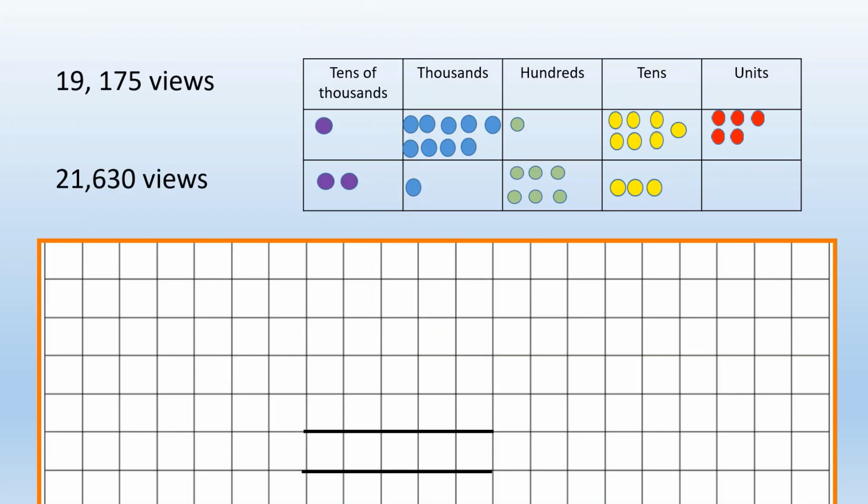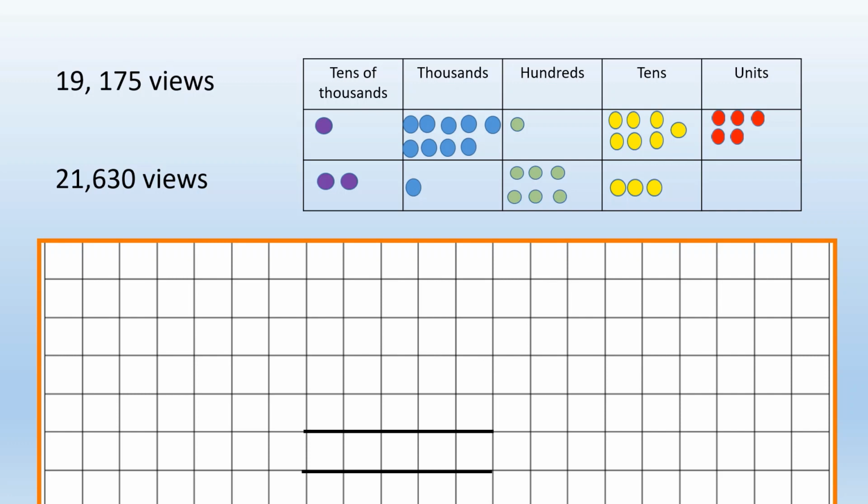Okay, so here are those two numbers again, 19,175 and 21,630. And I've represented those two numbers on my place value chart. At the top, I have 1 ten of 1,000. I have 9,000, 100, 7 tens and 5 units. And I have 2 tens of thousands, 1,000, 600, 3 tens and no units.